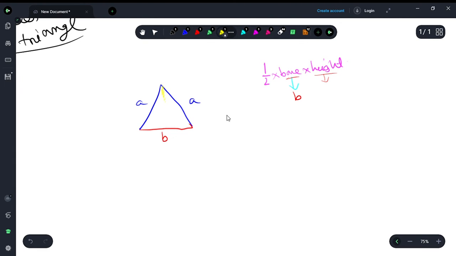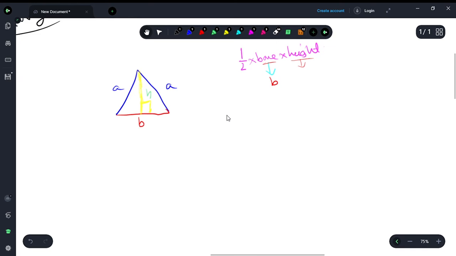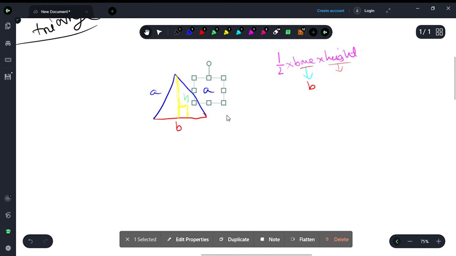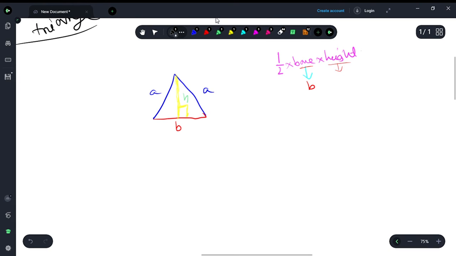So let's just draw a perpendicular line. Suppose this is a perpendicular line and it is called H. Now we'll find H and place it in that formula. As I've said earlier, if from a vertex we draw a perpendicular line, it will bisect the other line that it is perpendicular on. So this H is perpendicular on B, so it will cut B into half.